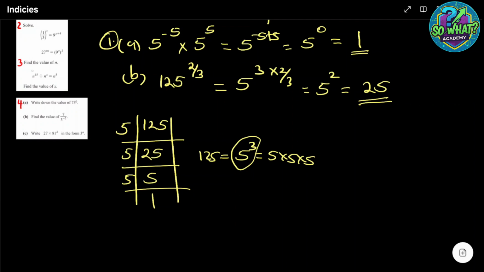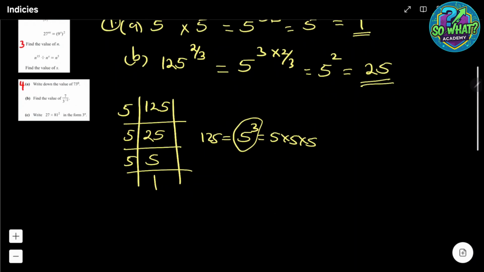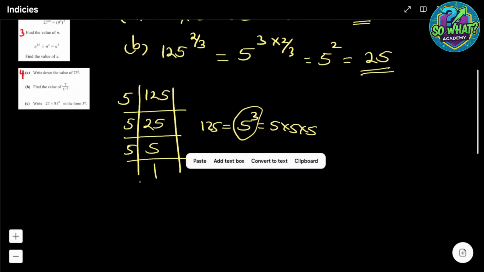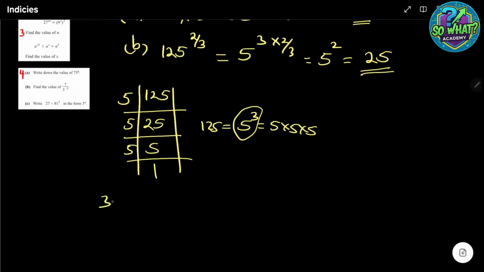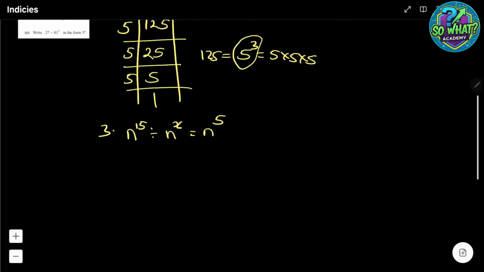Number 3, I'm not going to do number 3. Let me just write it for you here, and then you'll be able to do it. Number 3: n power 15 divided by n power x is equal to n power 5. They want us to find the value of x. I think I may end up doing it to show you a certain trick that you may need to apply in your working. So first of all, same bases.